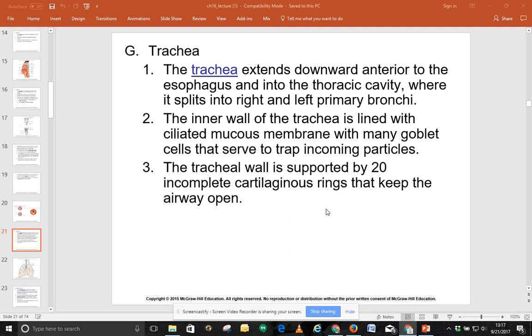Now, these are cartilage rings, so they could be damaged or collapsed if you had trauma to the neck. You could actually collapse the tracheal wall, which would cause an airway obstruction because air could not move anymore. So just kind of keep that in mind. It's pretty sturdy, the cartilage that makes up the trachea, but it can be damaged. So keep that in mind.